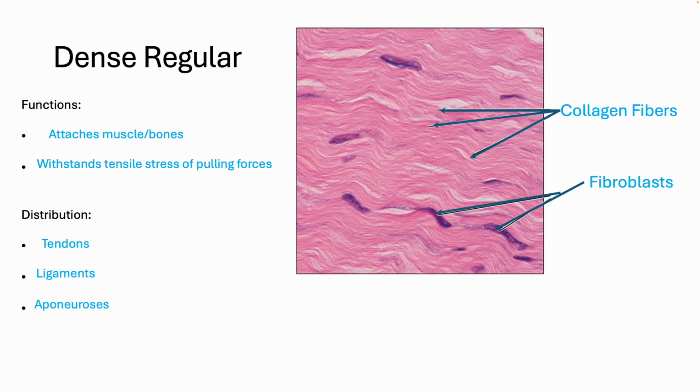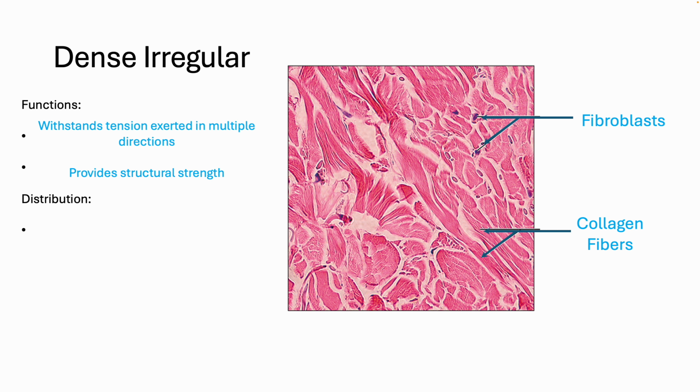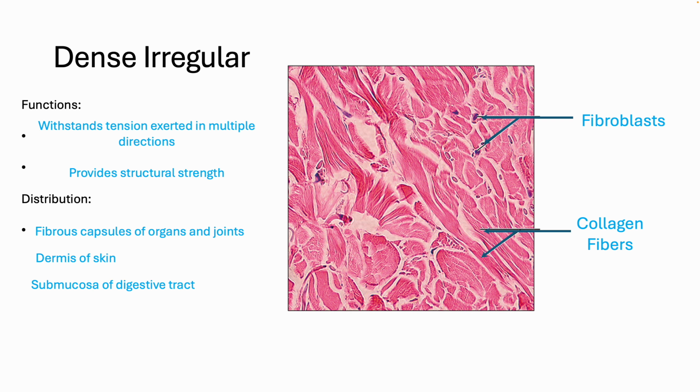The ligaments tend to contain more elastic fibers than tendons, which will make them slightly more stretchy. Dense irregular connective tissue is going to contain collagen fibers as well, but they're going to be irregularly arranged. Also, fibroblasts are going to be the major cell type. It helps to withstand tension that's exerted in multiple directions and will help provide structural strength. You find them in the fibrous capsules of organs and joints, the dermis of the skin, the submucosa of the digestive tract.